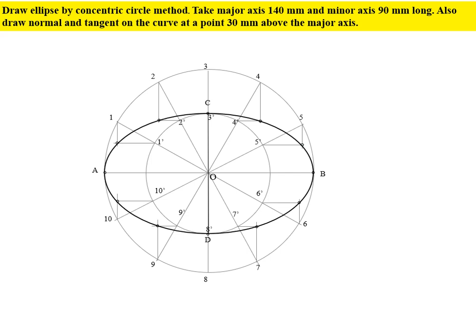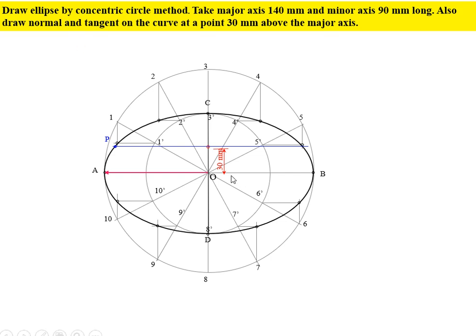Next, how to draw the normal and tangent on this curve. First mark a distance from the O point along the O to C line. The distance is 30 mm. Draw one horizontal line passing through this 30 mm point, and it cuts the ellipse curve at two new points. Give the name P.